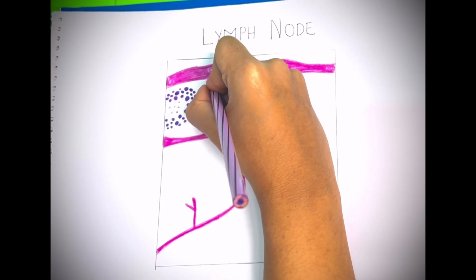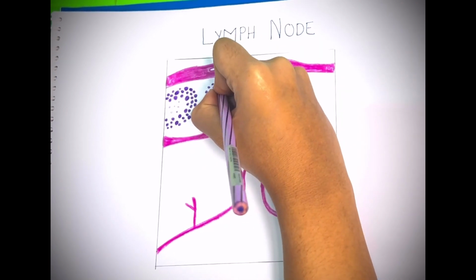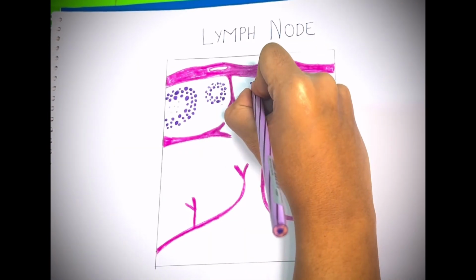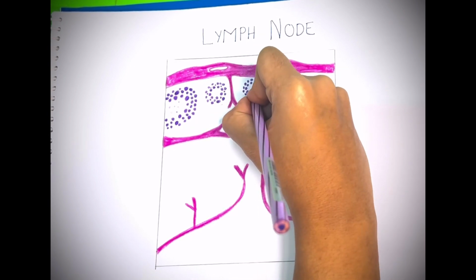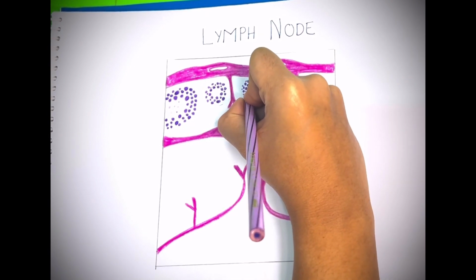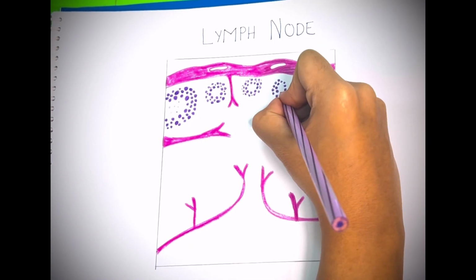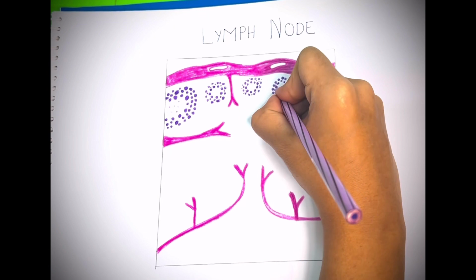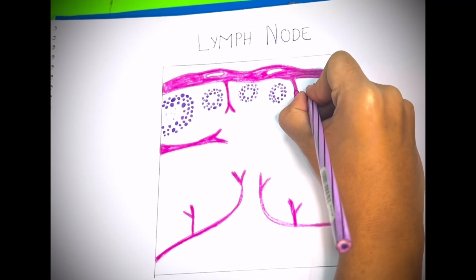In the cortex, there are several rounded areas called lymphatic follicles or lymphatic nodules. So there are primary nodules and secondary nodules. Primary nodules are basically aggregations of small lymphocytes, and secondary nodules have got germinal centers.